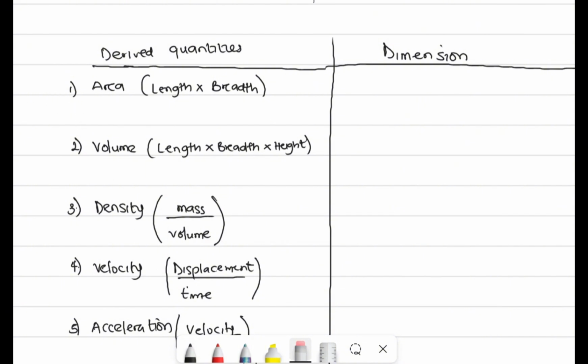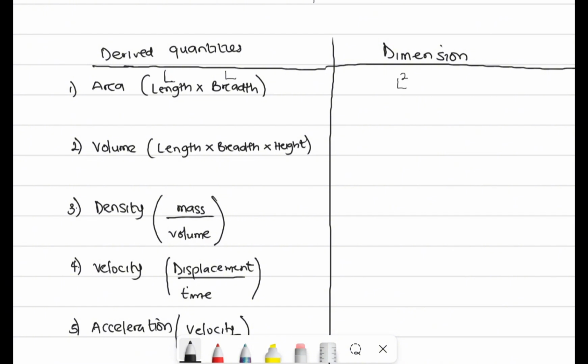Now, as we look at the first one, area, well, the dimension, area is length times breadth. The dimension for length is L. And when we say length, we mean length, breadth, height, radius, diameter. Anything measured in meter is length. So dimension is L, and then breadth is L as well. So the dimension becomes L square, meaning L times L.